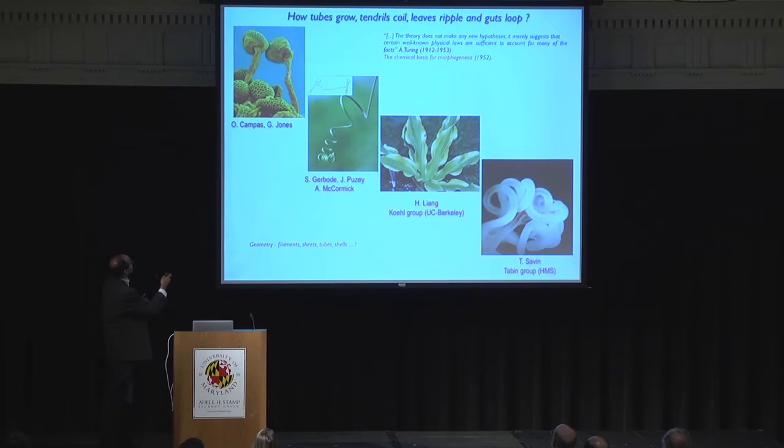So I want to first start with the case of a single cell, but a single cell which is large enough that you can essentially view it with your naked eye, and yet it's capable of doing remarkable things. And the question that I want to ask over there is, how does this tube grow? Because that tube is what takes the male gamete to the female gamete, fertilizes the flower, and as a consequence, eventually we get fruits. I want to then tell you a little bit about how tendrils coil.